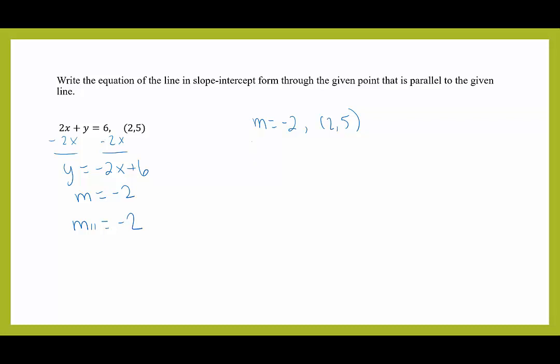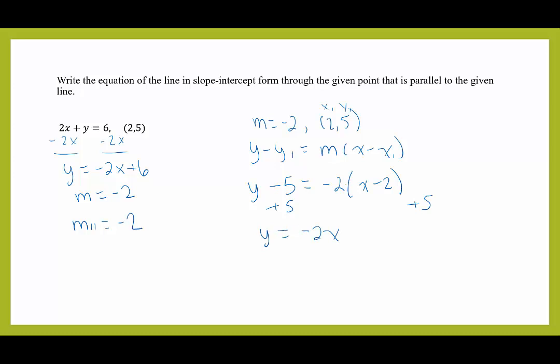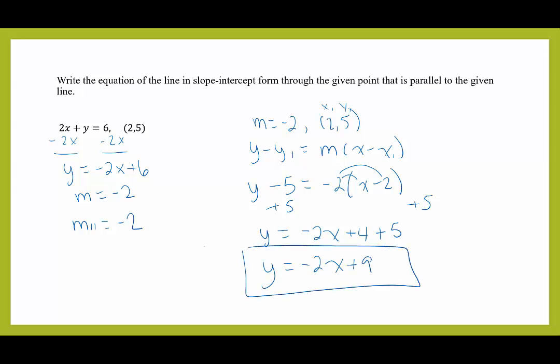I'm going to plug into point-slope form, and remember that's y minus y sub 1 is equal to m times x minus x sub 1, to help me get this equation in slope-intercept form. So this is x1 and this is y1. This will give me y minus 5 is equal to negative 2 times x minus 2. Distribute the negative 2 and I can add 5 at the same time if I want. And we get y equals negative 2x. Negative 2 times negative 2 is positive 4, plus 5 because I added 5 to both sides. And so the equation of the line that's parallel to that given line is going to be y equals negative 2x plus 9. And there we have it.